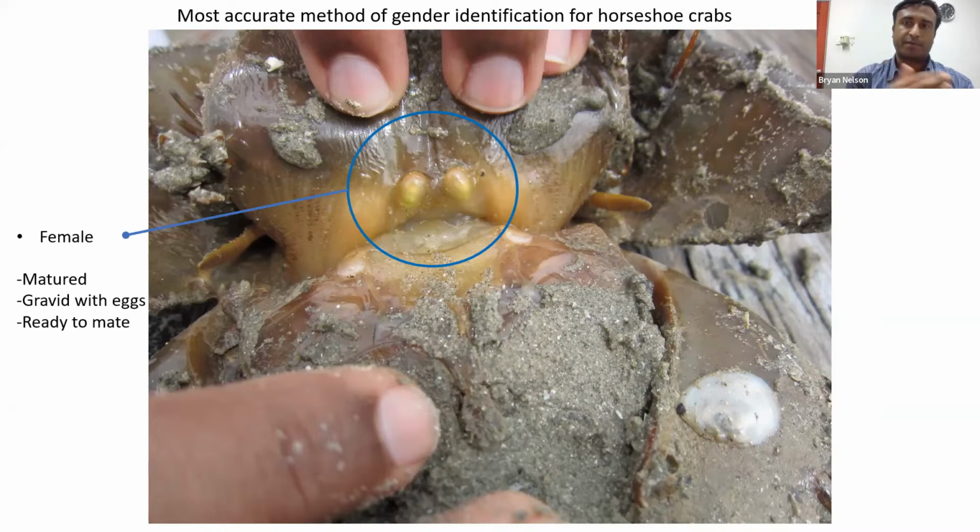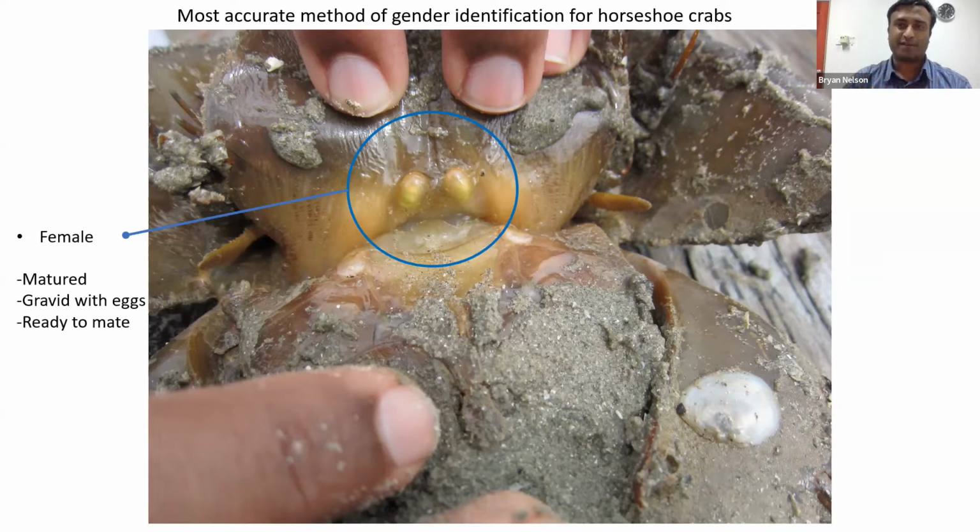When you flip over the genital operculum, the moment you see this structure, it's rounded, it's a female. The next thing you will notice is the eggs. If the eggs are available at the genital operculum, like in this image, the crab is mature, an adult crab, pregnant with eggs, and ready to mate.